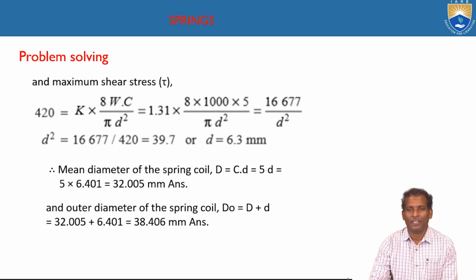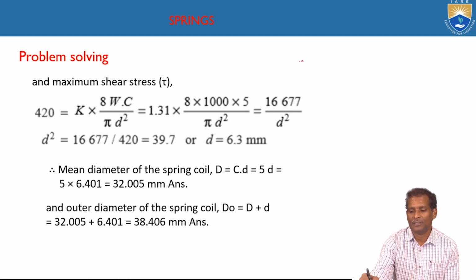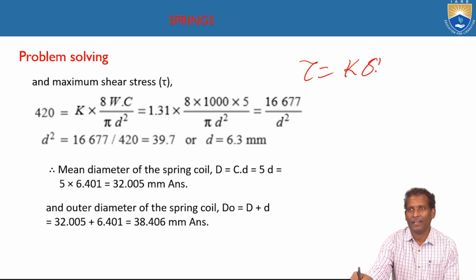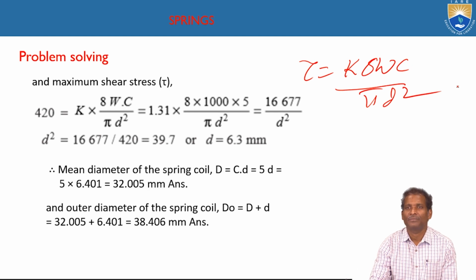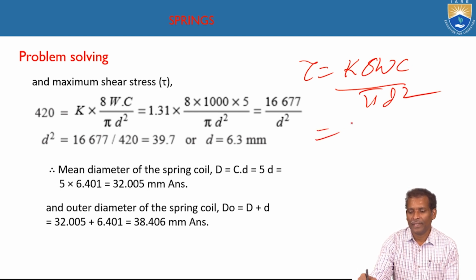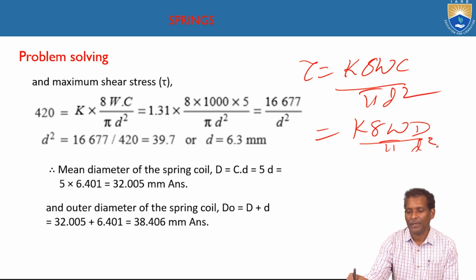So the maximum shear stress. Now we apply the maximum shear stress formula. What is the empirical relation? Shear stress is equal to wall stress factor K into 8WC by pi d square. So you can write in terms of capital D also, 8WD divided by pi d cube.